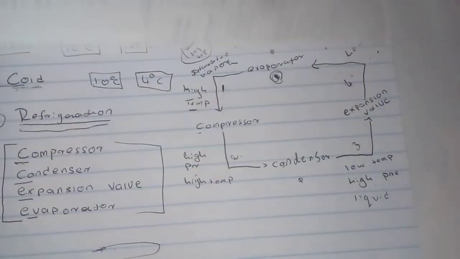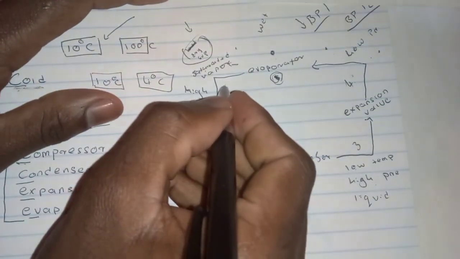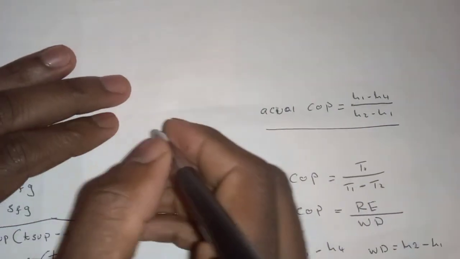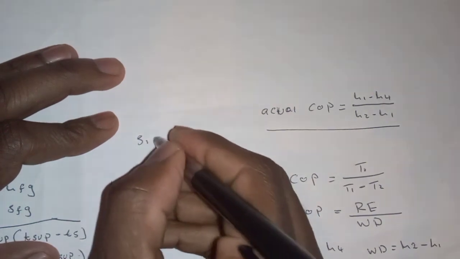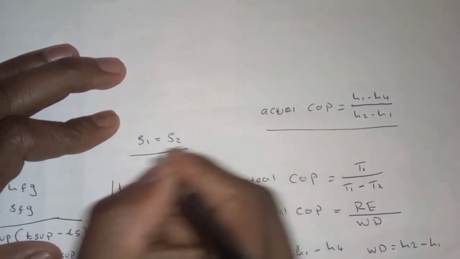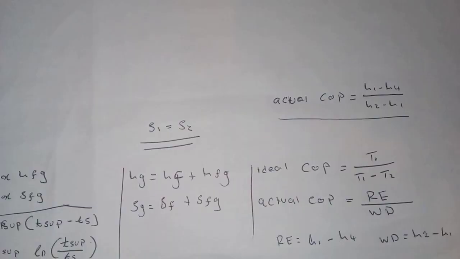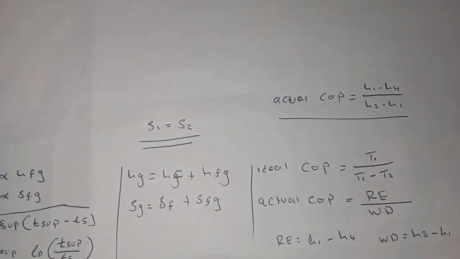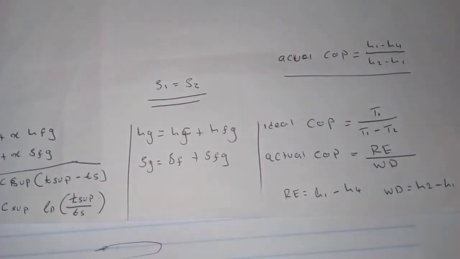And one more thing, you must always know this is 1, this is 2. Always remember that S1 always equals S2. This one is very important. And those are the formulas that we are going to use in refrigeration.